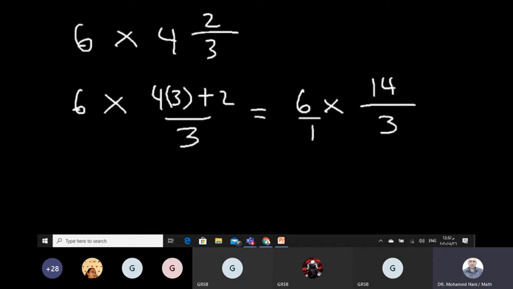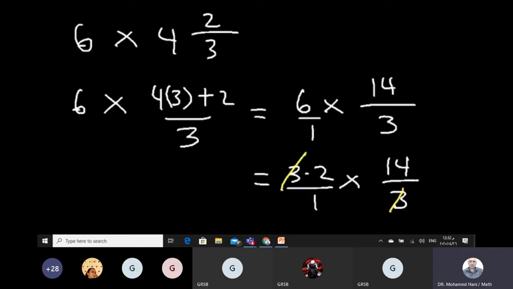So instead of multiplying 6 by 14, let's divide 6 by 3. Or you can rewrite 6 as 3 times 2. And then we can cancel a 3. So what we have left over is 2 times 14, which is 28. So that's the final answer.